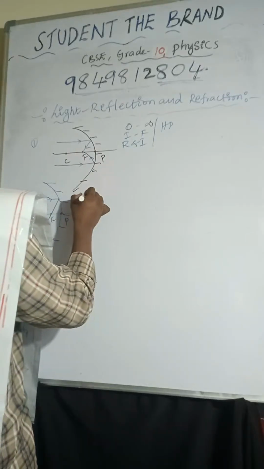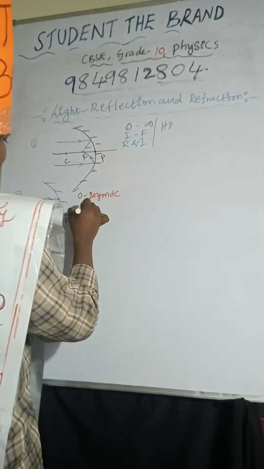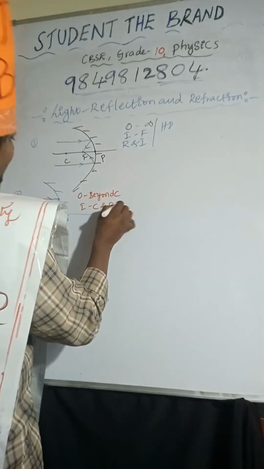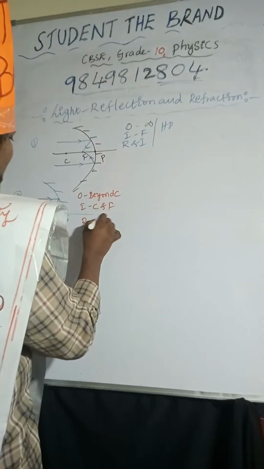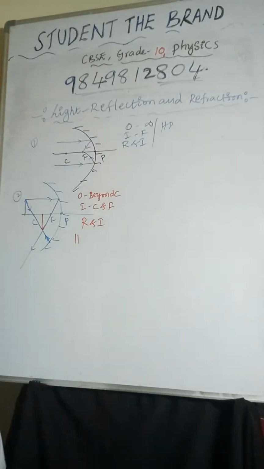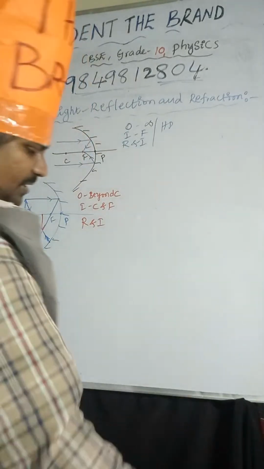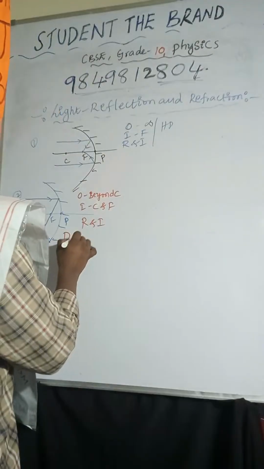Object is placed beyond C, image is forming between C and F. Nature of the image is real and inverted, and size of the image is diminished. We can't say highly diminished, so we just have to mention diminished. Diminished image is forming.